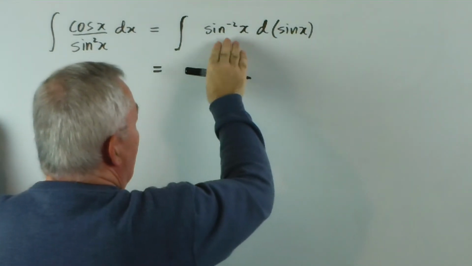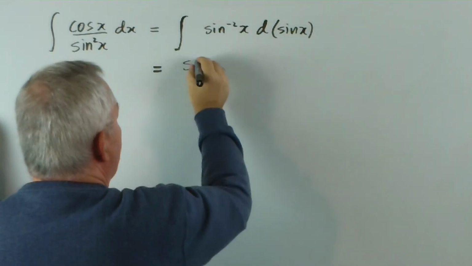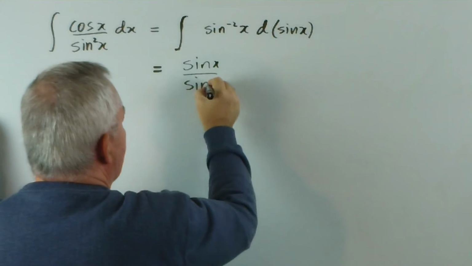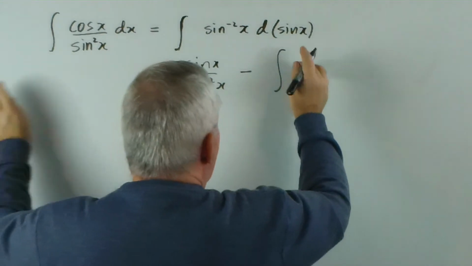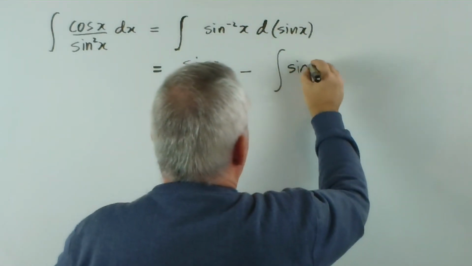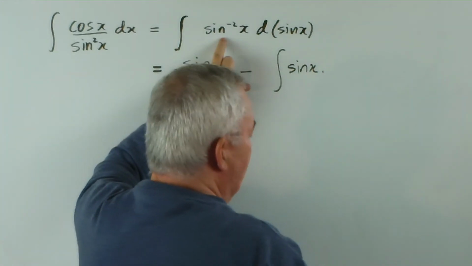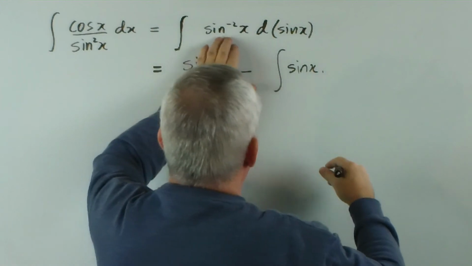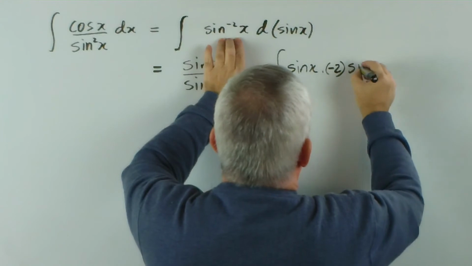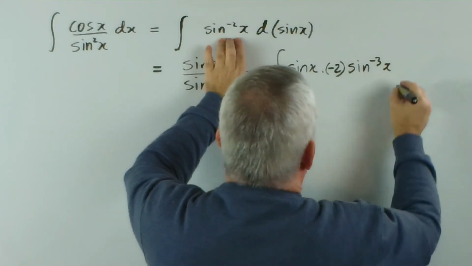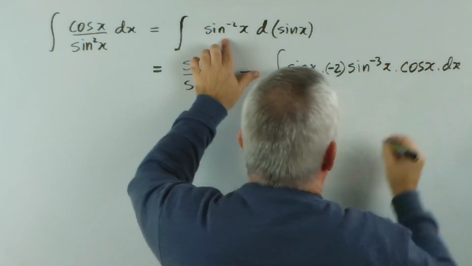Integrating this, we have a function with the derivative of functions, so we would multiply these together. So I'm going to write sine x over sine squared x, just putting this back in that form, minus the integral, and then swap these around, sine x times the derivative of this. Now, I'm going to do it in one step, just so we don't run out of space. The derivative of this is negative 2 sine to the negative 3x times the derivative of sine, which is cosine of x, dx.